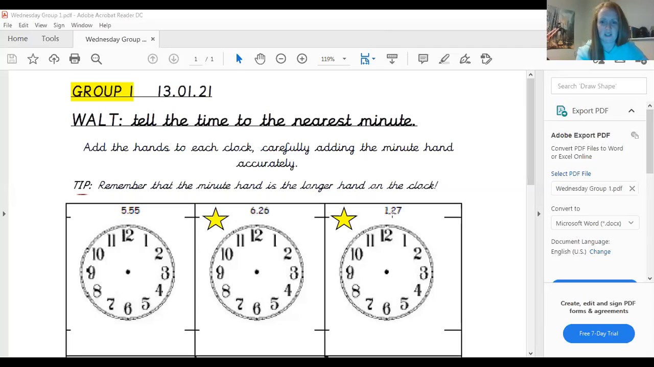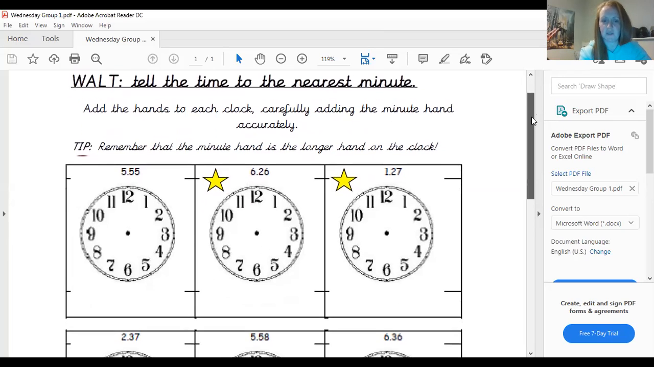So what you're going to do today for me is a worksheet where you're going to have to draw the time to the exact minute, or write the time to the exact minute. So if I get it up for you to have a little look so you know what you're doing. So here's your activity. You've got this in your OneDrive folder. So you are group 1. And this is today's work to tell the time to the nearest minute.